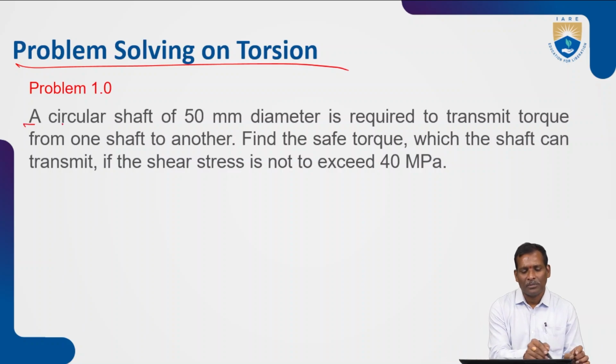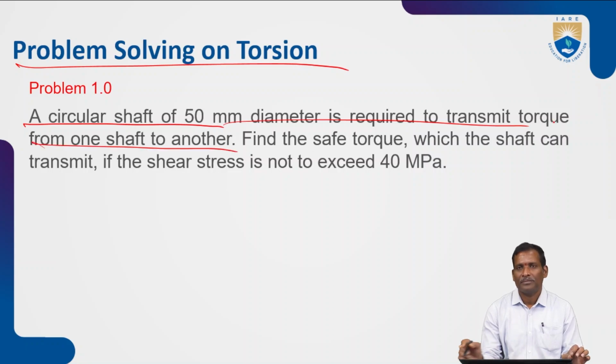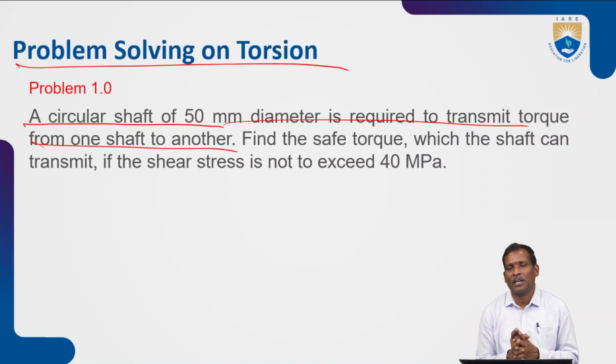A circular shaft of 50 mm diameter is required to transmit torque from one shaft to another. So what is the purpose of the shaft? It transmits power from one place to another place.